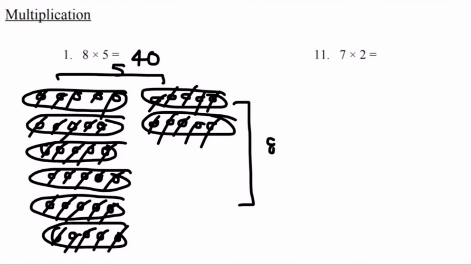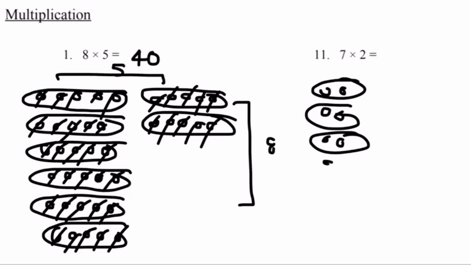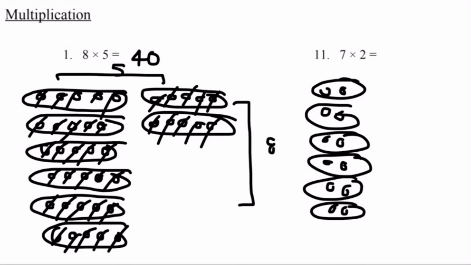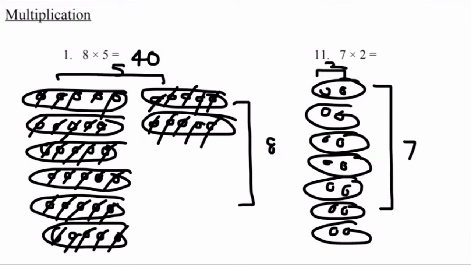But let's draw it out. 1, 2, first group. 1, 2, second group. Third group, fourth group, fifth group, sixth group, seventh group. We have 7 groups of 2 circles each. Let's add it all together to find our final answer. 1, 2, 3, 4, 5, 6, 7, 8, 9, 10, 11, 12, 13, 14. 7 times 2 equals 14.